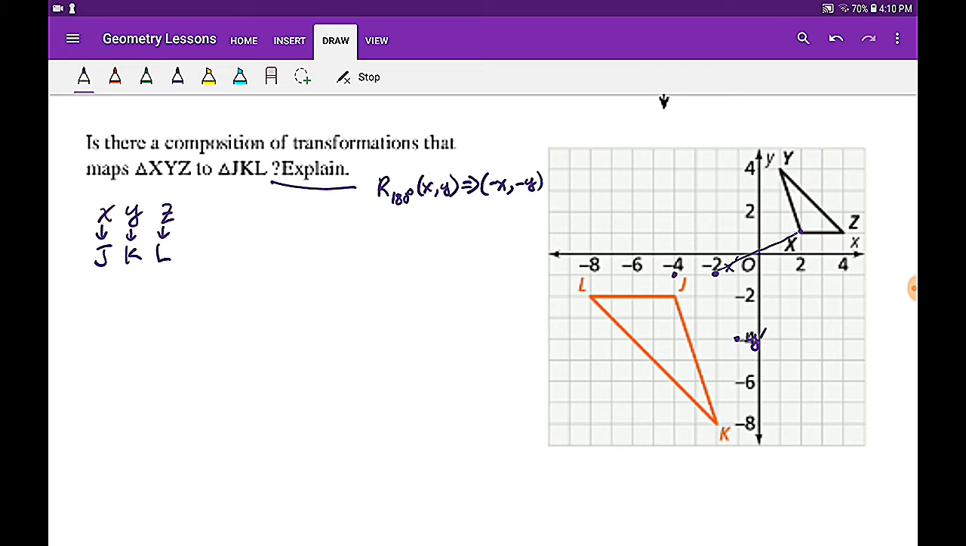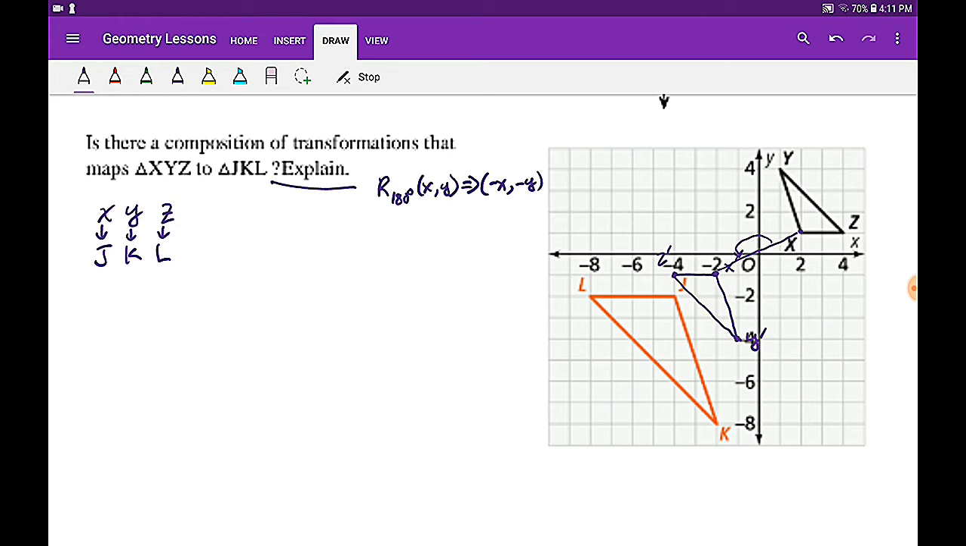So you can see that, let me just show you one pair. This one is rotated 180 degrees. Same thing with this one here, 180 degrees. So everything is rotated 180 degrees. This is going to be Y prime, and then this is Z prime.